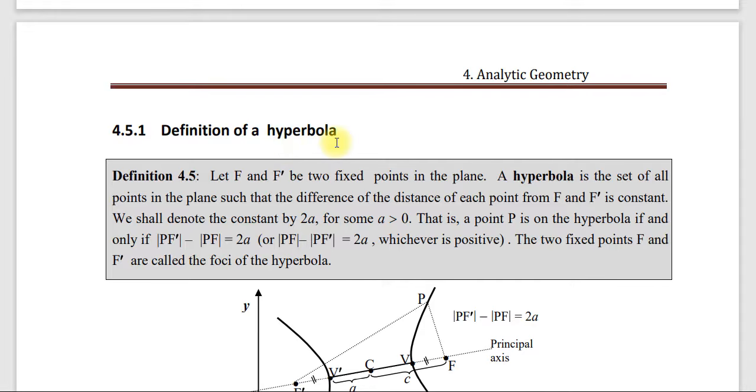So, the first subtopic is definition of hyperbola or simply geometric definition of hyperbola. Let f and f prime be two fixed points in the plane. A hyperbola is the set of all points in the plane such that the difference of the distance of each point from f and f prime is constant.